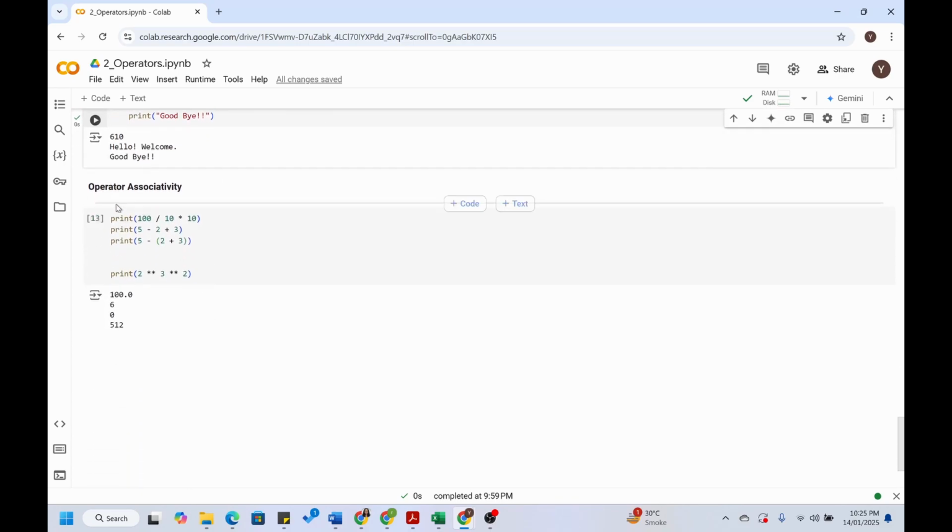Now let's move on to the last section of this operator, that is the operator associativity. Operator associativity is like how the different calculations need to be performed, how the different expressions need to be specified, and what the preference is in terms of the calculation, in terms of the parentheses that need to be calculated. So these are a few of the examples I have mentioned over here.